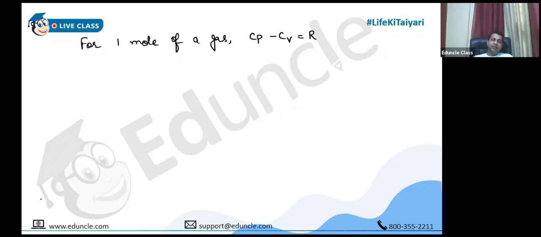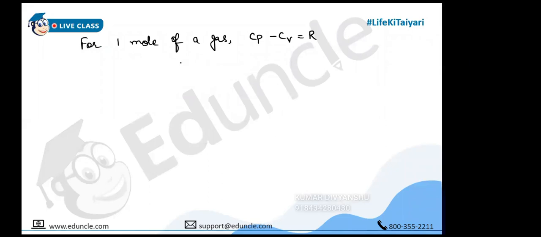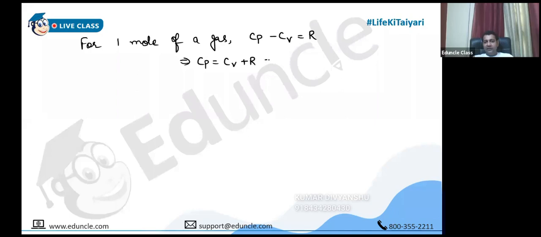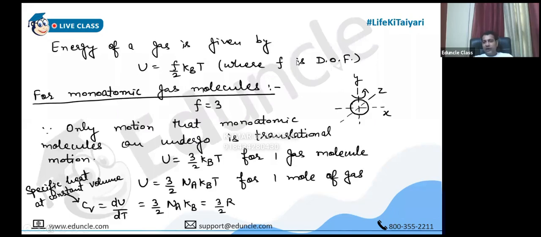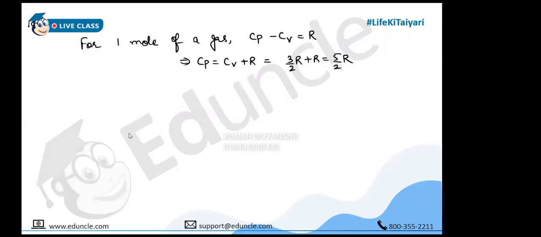Specific heat at constant pressure minus specific heat at constant volume. Yes, only for 1 mole. Otherwise, it is R by J. Only for 1 mole it is equal to R. It means Cp is Cv plus R. And you are able to calculate Cv. It was 3 by 2 R. So Cp will become 5 by 2 R.